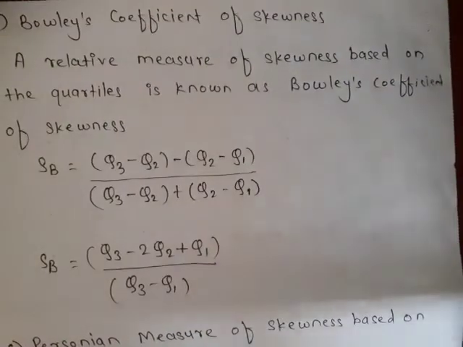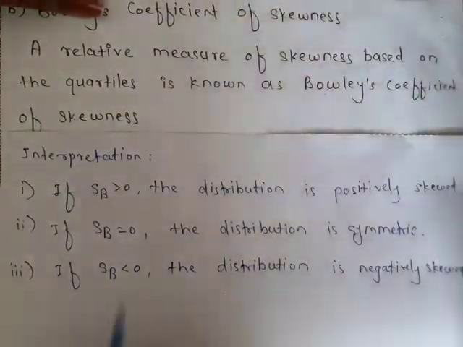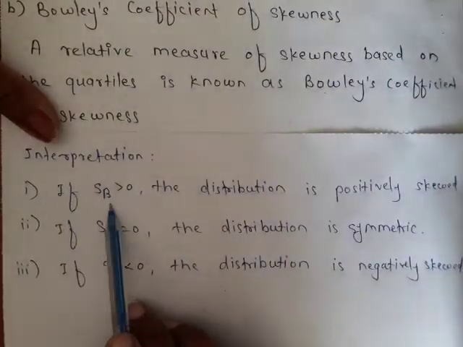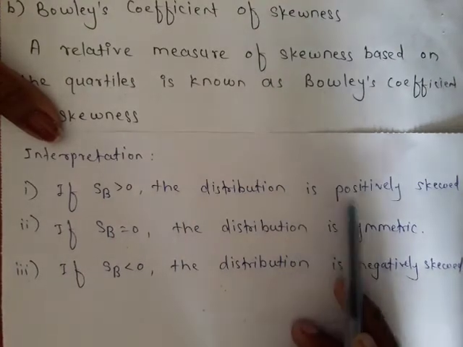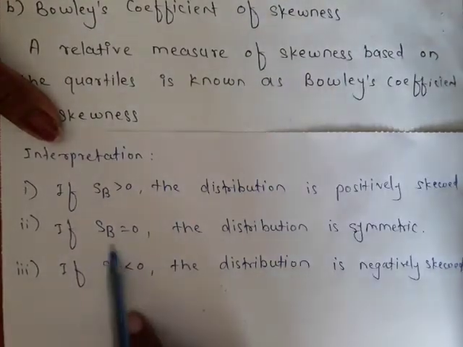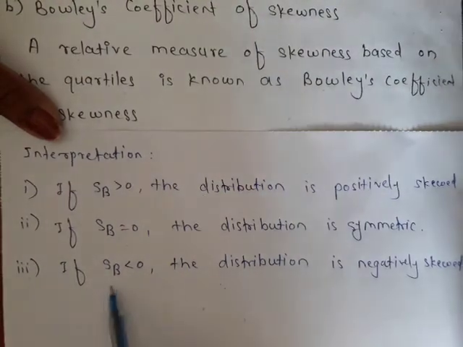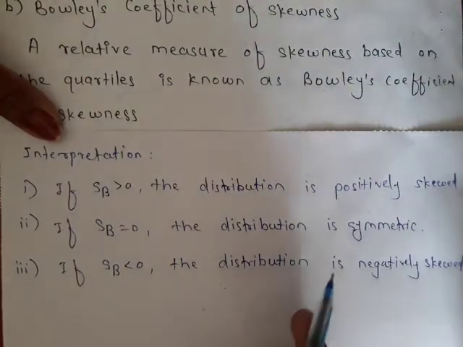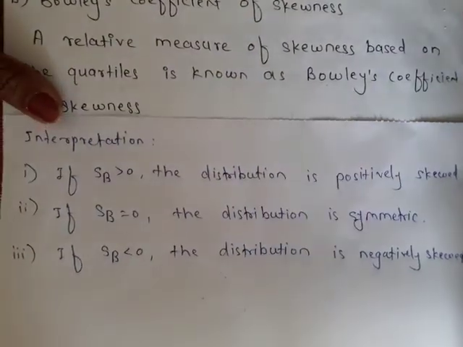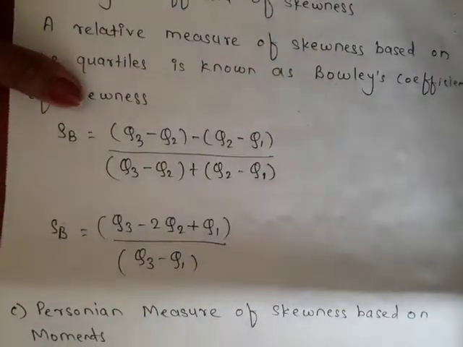Interpretation of Bowley's coefficient of skewness is, first, if SB is greater than 0, then the distribution is positively skewed. If SB is equal to 0, then the distribution is symmetric, and if SB is less than 0, the distribution is negatively skewed.